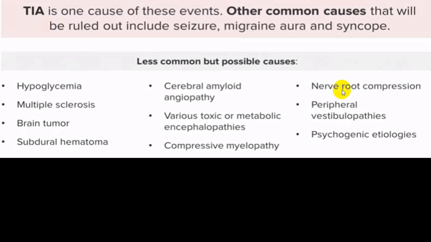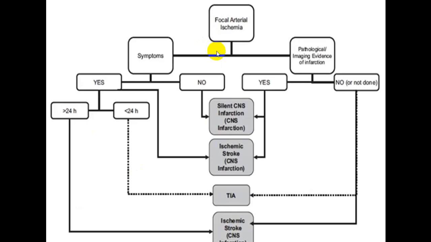In TIA, one cause of this event, other common causes that should be ruled out, including seizures, migraine aura, and syncope. Less common or possible causes which can mimic TIA are hypoglycemia, multiple sclerosis, brain tumors, subdural hematoma, etc. Toxic encephalopathy, those conditions should be ruled out.